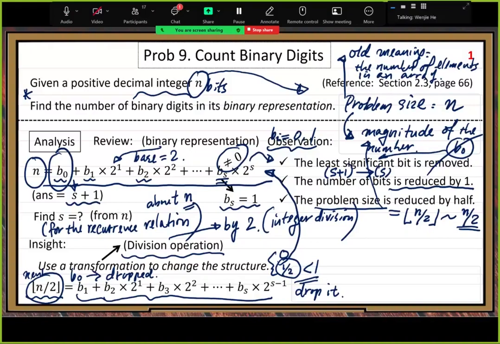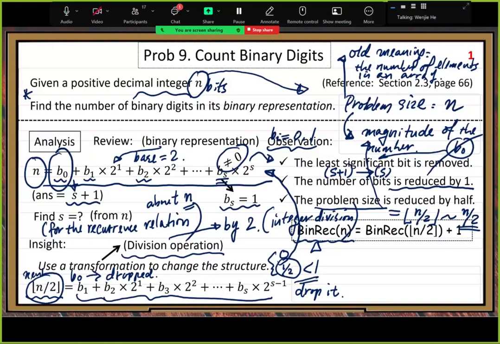So based on these observations, now we can derive that recurrence relation. All right, so the final formula is like this. We define a function, and we call it bin rec, binary recurrence of n.